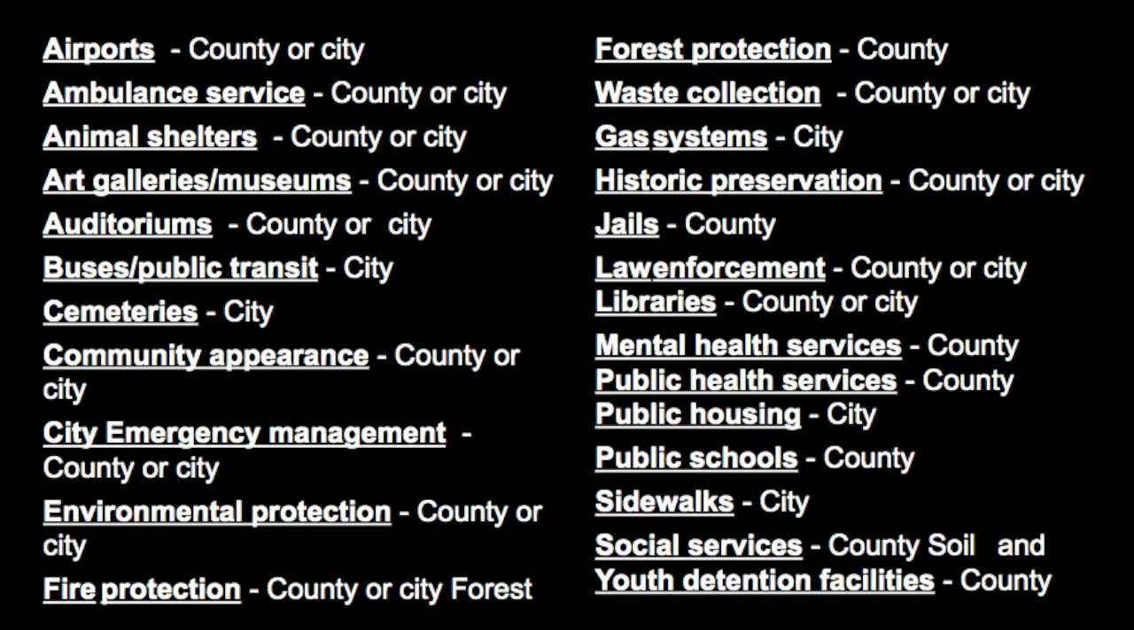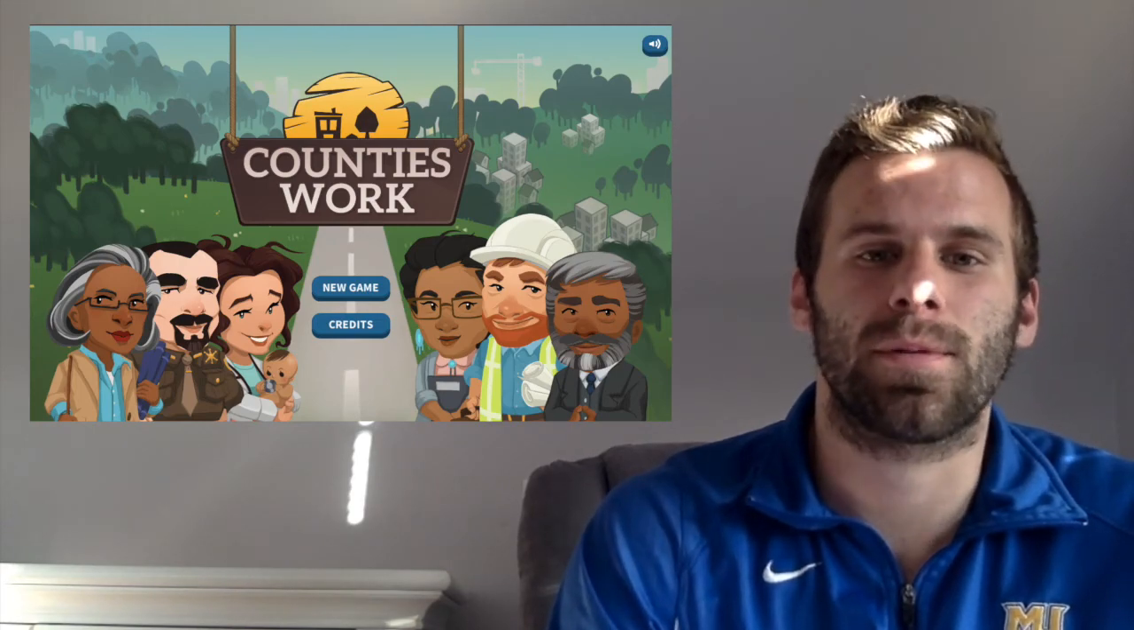All these divisions in government work together on so many different things. This includes schools and education, roads, standards for businesses, jobs, taxes, laws, and so many other things. Airports, ambulance services, animal shelters, art galleries, cemeteries, fire protection, environmental protection, forest protection, historic preservation, jails, law enforcement, a ton of public services such as for mental health, public health, housing, public schools, youth detention facilities, and other social services. And if you played that iCivics game, you should have got a grasp on some of it as well.